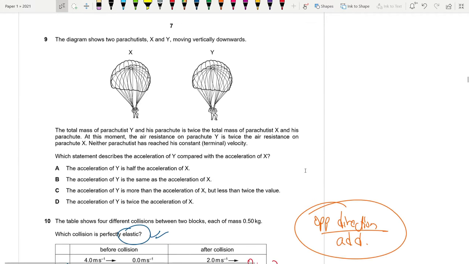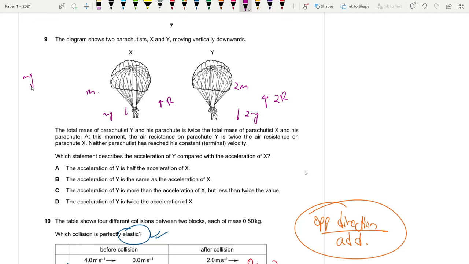Number 9. The diagram shows two parachutists, X and Y, moving vertically downwards. The total mass of parachutist Y and his parachute is twice the total mass of parachutist X and his parachute. Okay, so Y is 2m, he's a big boy, and X is just m, right? At this moment, the air resistance on parachute Y is twice the air resistance on parachute X. So air resistance is also twice compared to X. Neither parachutist has reached his constant terminal velocity. Which statement describes the acceleration of Y compared with the acceleration of X? So his weight is 2mg, and X's weight is just mg.